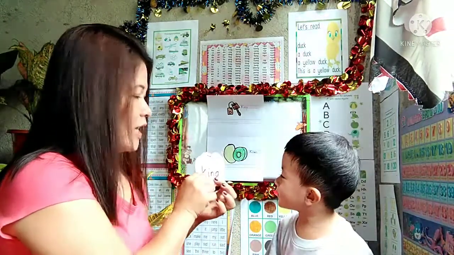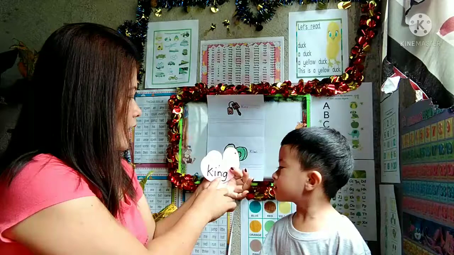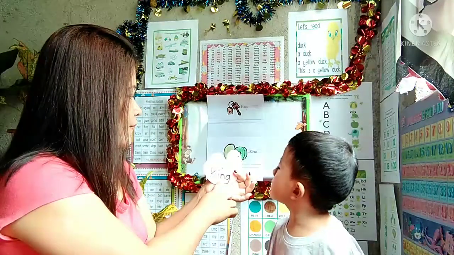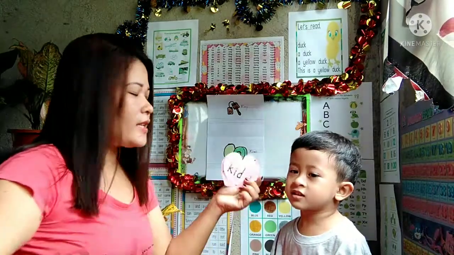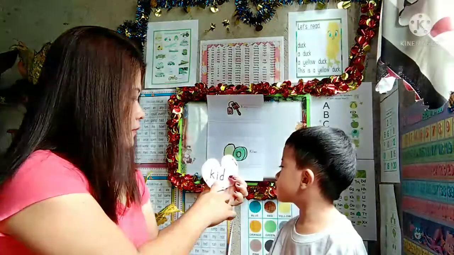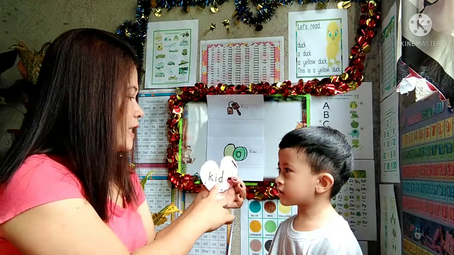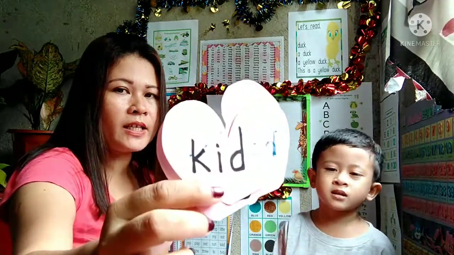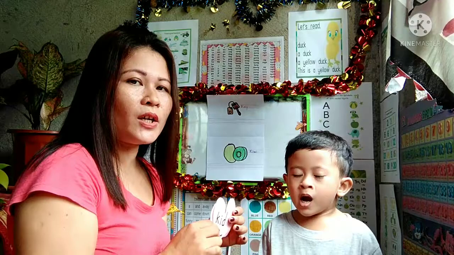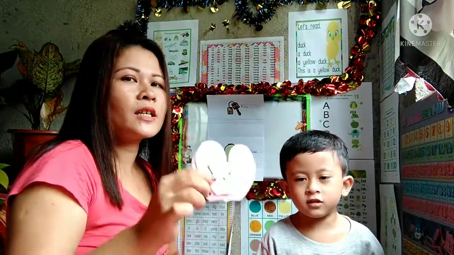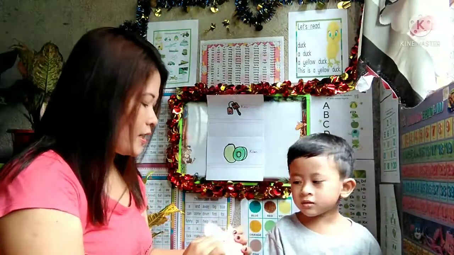Next one, king. King. Next. How will you read? Kid. It starts with letter K, and the sound of the letter K is for kid. Kid. Next one.